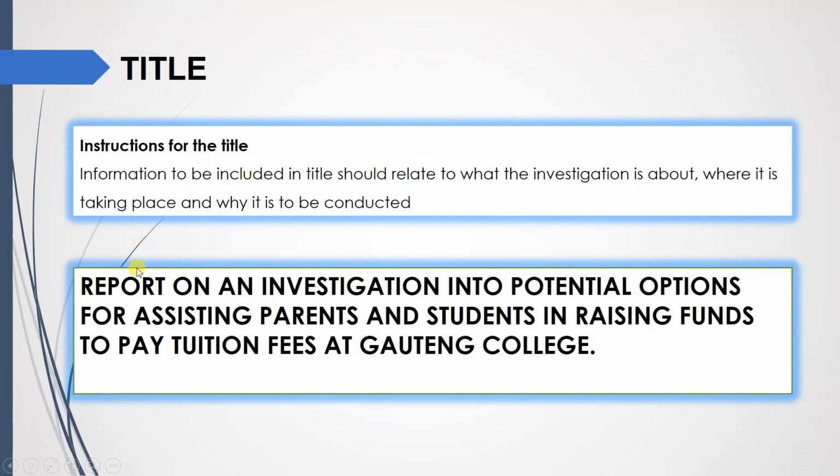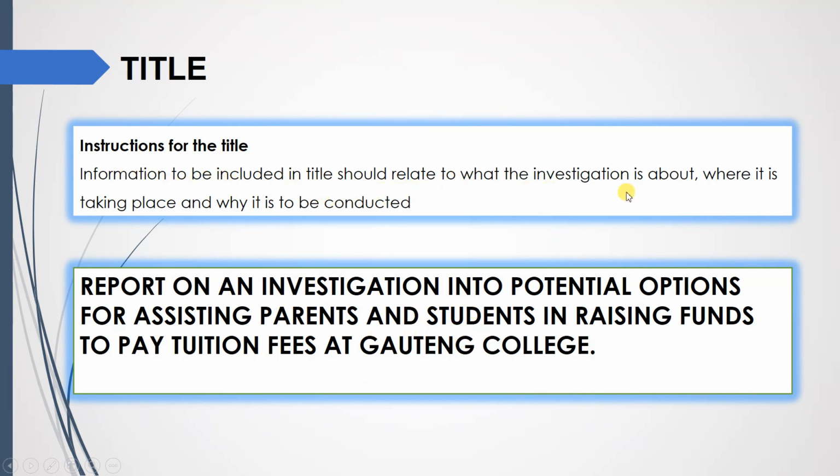Okay, so this is how you could have written your title. A report on an investigation into potential options for assisting parents and students in raising funds to pay tuition fees at Houghton College. Okay, so after writing your title, you need to go back to check if all the information that they wanted is presented in your title.